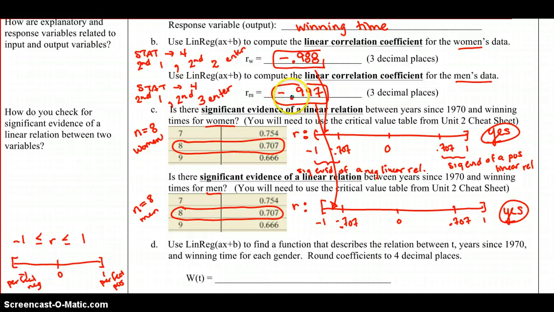Now let's say this had come out like -0.697. Okay, that would have been in here. And so then there would not be evidence of a linear relation. So all of these values in here, not evidence of a linear relation. But if it gets over 0.707, it's strong enough evidence of a positive linear relation. And if it gets below -0.707, then there's evidence of a negative linear relation.